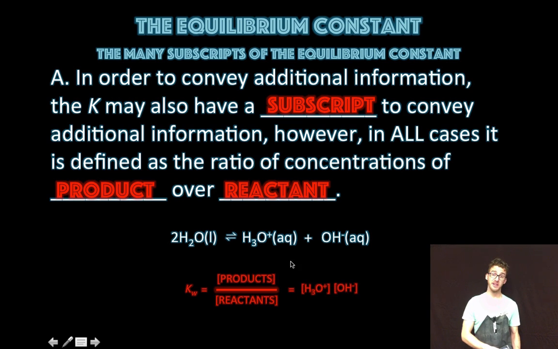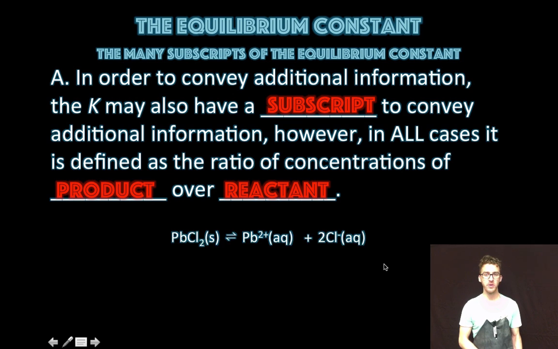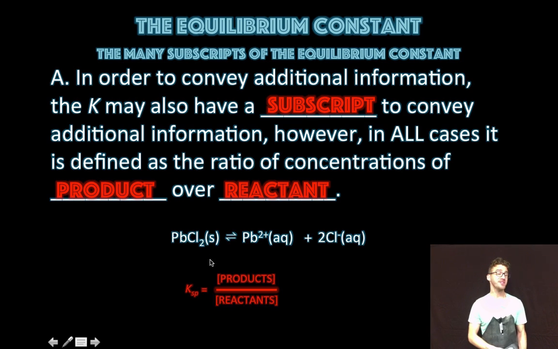Although recognize that for Kw, the only aqueous species, and therefore the only ones that will show up in our K expression, are going to be our products. Another really common one, Ksp, or our solubility product constant, for those only slightly soluble salts, again expressed similarly, concentration of products over concentrations of reactants. Although, again, notice an expression like this, we're only going to see our aqueous species expressed. In this case, it will be the aqueous products, raised to their stoichiometric coefficients.